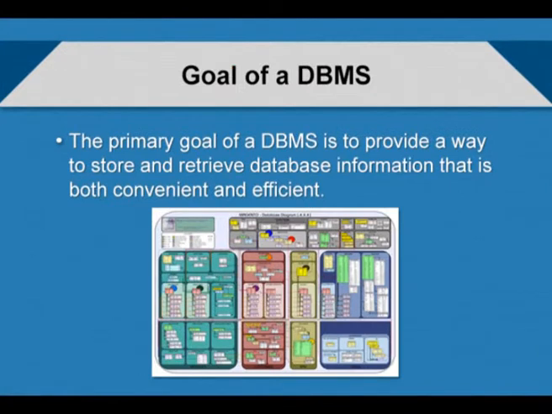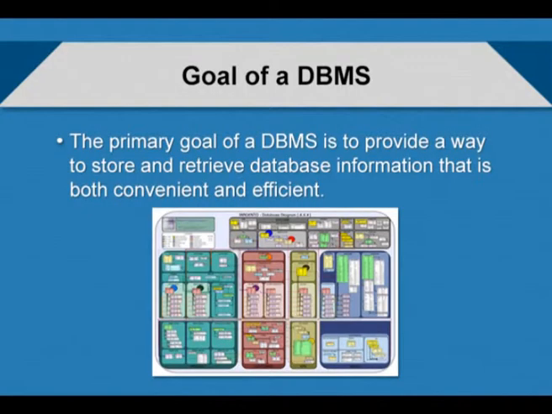So, what is the goal of a DBMS? The primary goal of a database management system is to provide a way to store and retrieve database information that is both convenient and efficient for the use of the user. So, two things are happening here. One is the storing part and the other is the retrieving part of the data from the database. Both are happening using this program called the database management system. So, for what reasons are we storing and for what reasons are we retrieving?